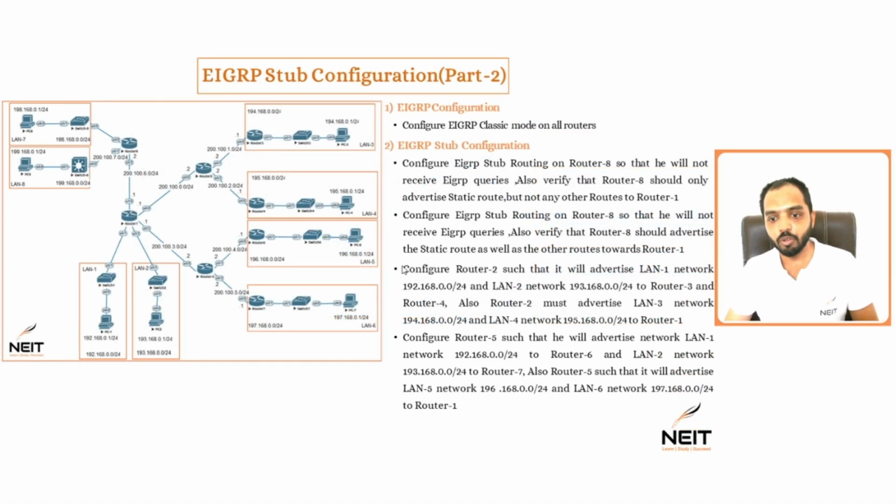Now after that we have to configure router 5 such that it will advertise the LAN 1 network, which is 192.168.0.0, towards router 6, and the LAN 2 network 193.168.0.0 towards router 7. Also, router 5 has to advertise the LAN 5 and LAN 6 networks towards router 1.